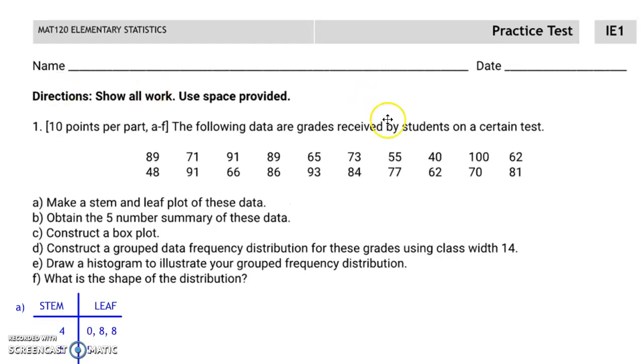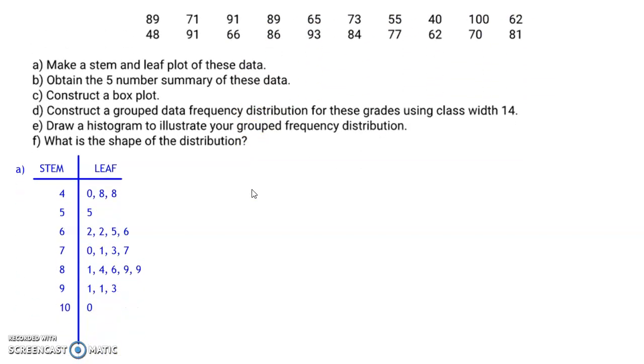Okay, this question was asking about a set of univariate data. These are grades received by students on a certain test. The first thing I wanted you to do is make a stem and leaf plot of these data. On the stem and leaf plot, you identified all the stems and all the leaves. These are the values that are separated.